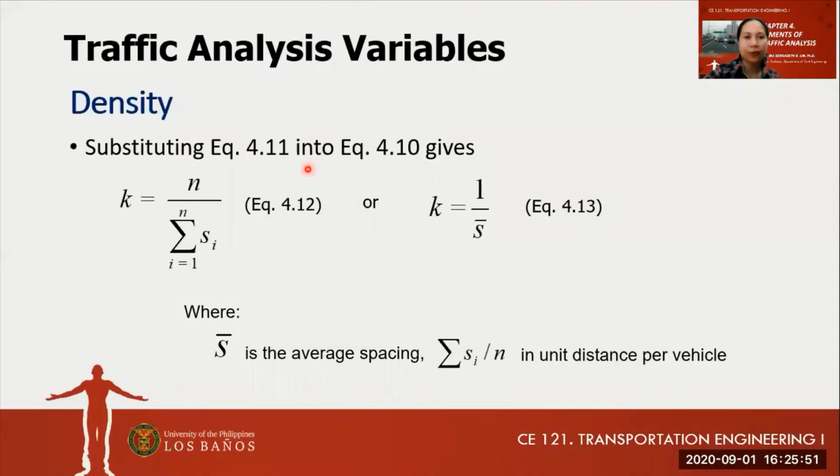Substituting equation 4.11 into equation 4.10, it gives the density is equal to the number of vehicles over the summation of the spacings between the vehicles. Or K is equal to 1 over S bar, which is the average spacing between the vehicles. And then the density will be calculated by 1 over that certain average spacing that was calculated.